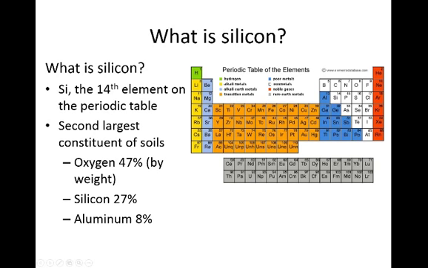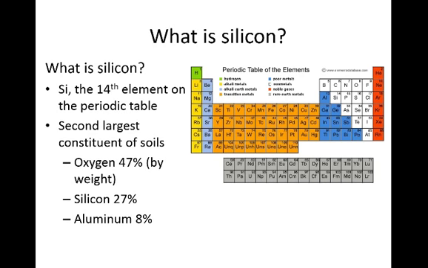So to begin with, what is silicon? Silicon is an element. It's actually the 14th element on the periodic table. And if you remember your chemistry, it's right below carbon on the periodic table. So it's a very flexible element in that it wants to form 4 bonds with other elements.